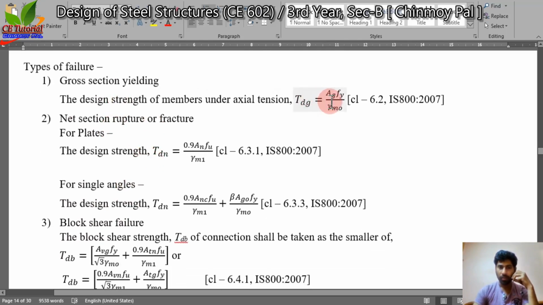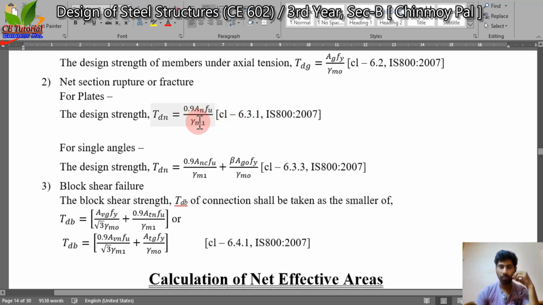So the first step is you have to select the actual cross section of the member. And how to do it? You can approximately calculate the cross section using this formula, Tdg is equal to Ag fy by gamma m0. Or you can approximately calculate the net section by this formula, and after that by adding 20% or 25% with An you can get the cross section.